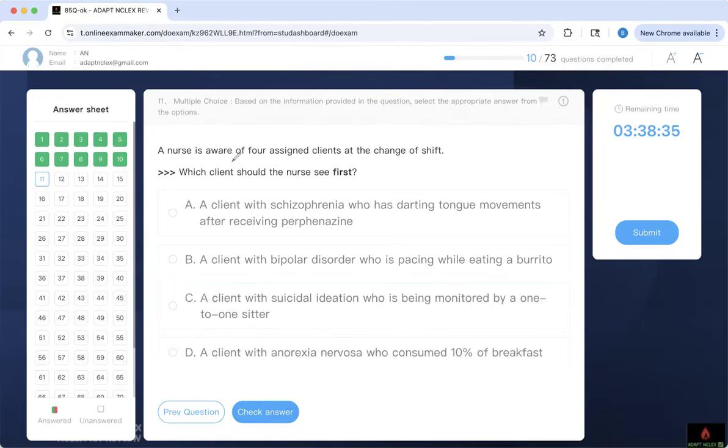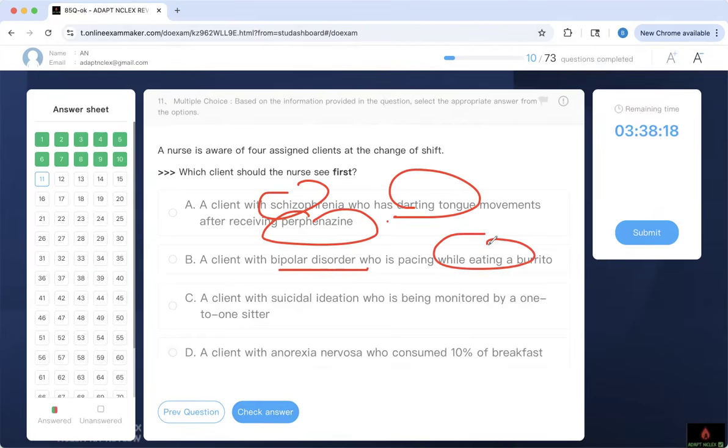You pick your answer. Schizophrenia, taking perphenazine. This is what? A first generation antipsychotic. That tongue movement is what? Acute dystonia. It can also be an element of tardive dyskinesia. Bipolar patient, they're pacing, but they're eating. Good luck with that. You have suicide ideation. That's bad, right? But what is the problem? We're taking care of you. There's a 1-to-1 sitter there. Therefore, nothing to worry about.